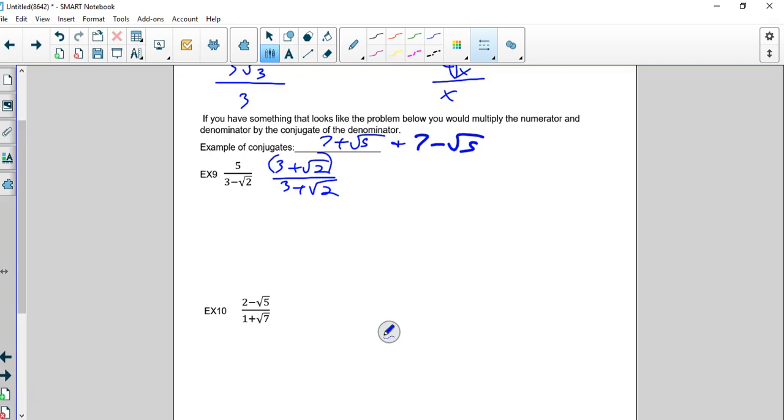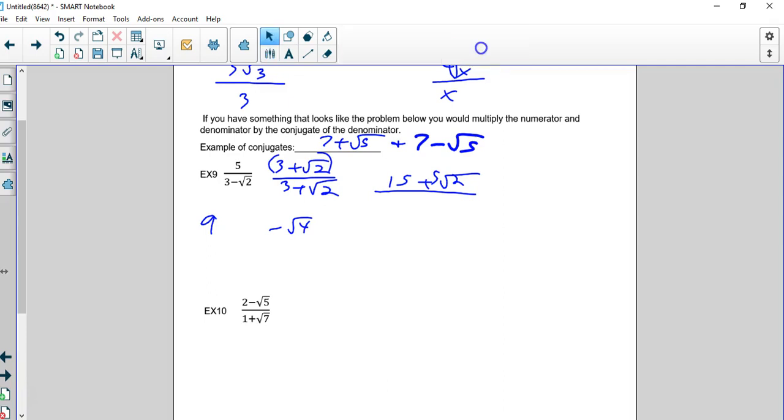So 5 times 3 is 15 plus 5 radical 2. On the bottom, we're going to FOIL. So first times first, I'm going to do that over here. 3 times 3 is 9. I'm going to do the last times last, radical 2, radical 2. That's going to be minus radical 4. I should move that over a little bit. And how I got that was negative radical 2 times positive radical 2.